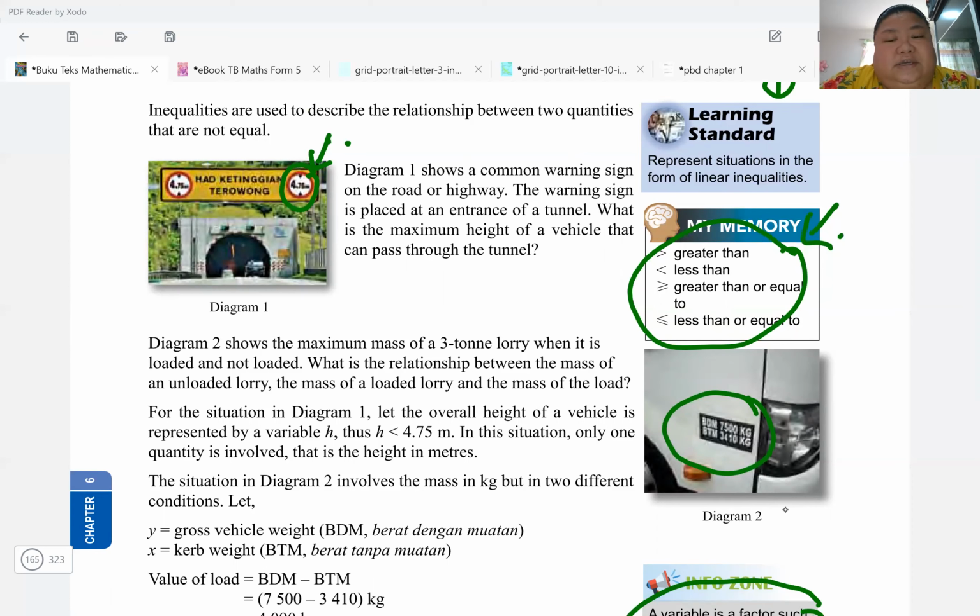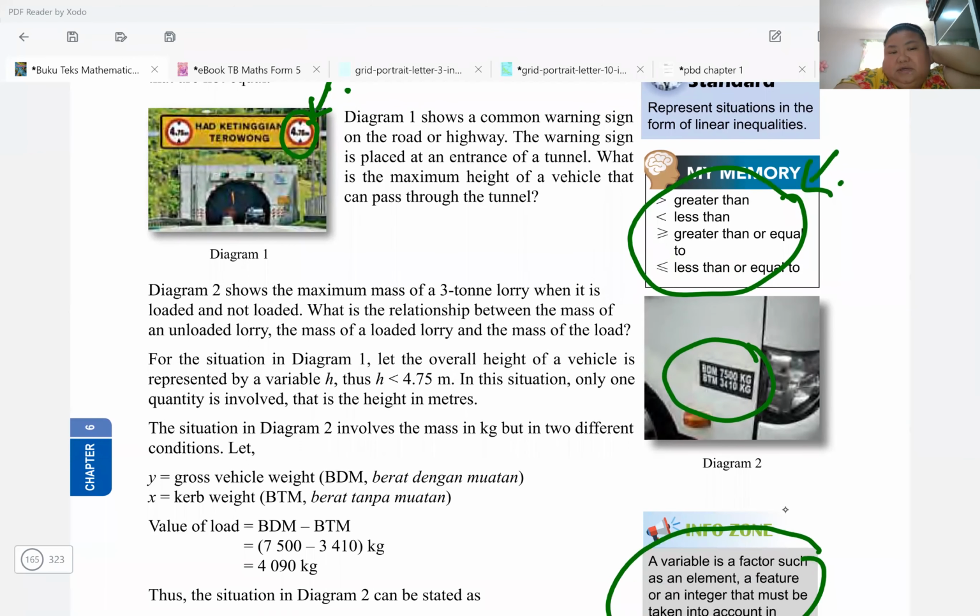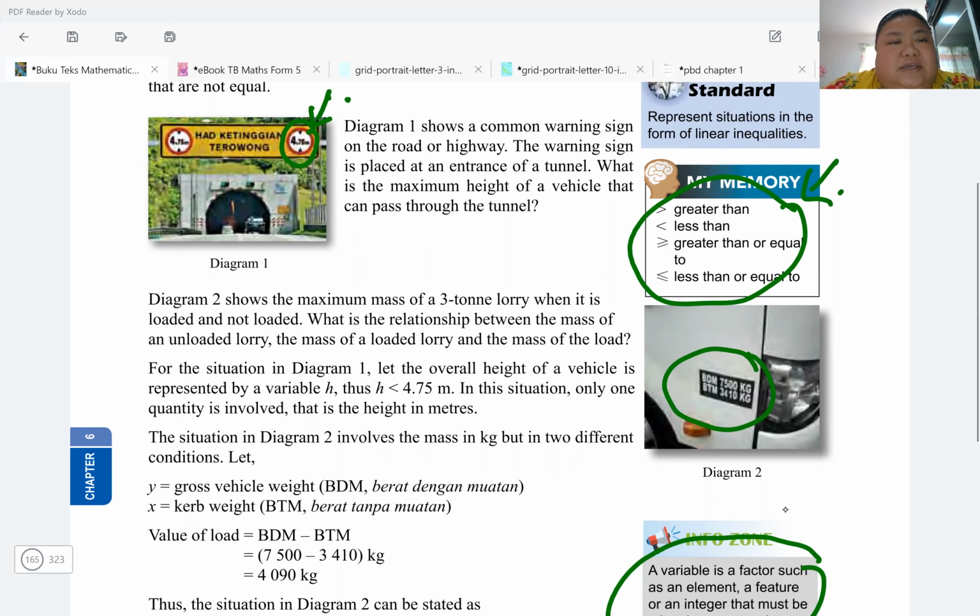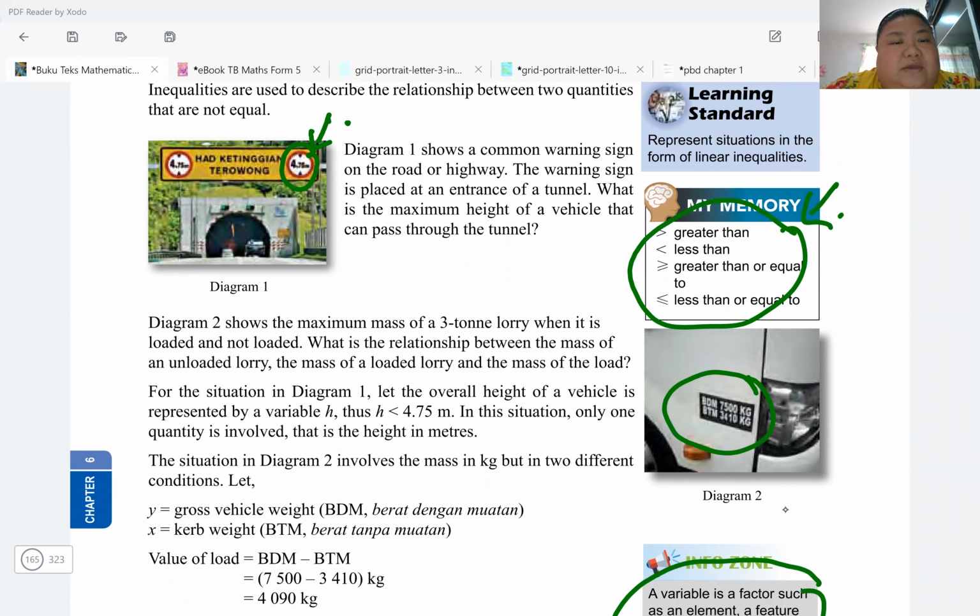The second diagram is more on the load of a lorry. If you see here, the tunnel height limit is 4.7 meters. So what does it mean? It means that the maximum height of the vehicles that can pass through the tunnel must not exceed 4.7 meters. It must be less than that.